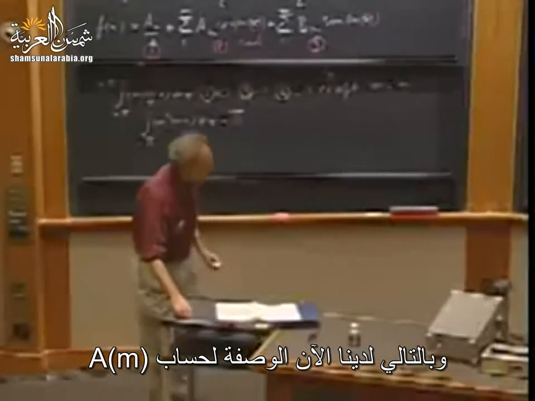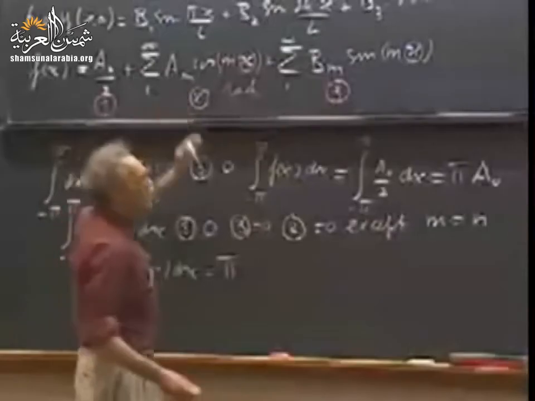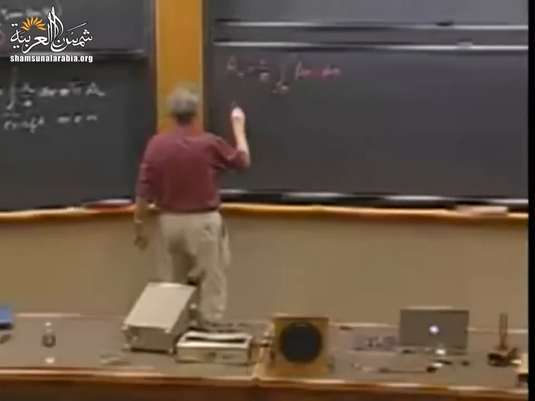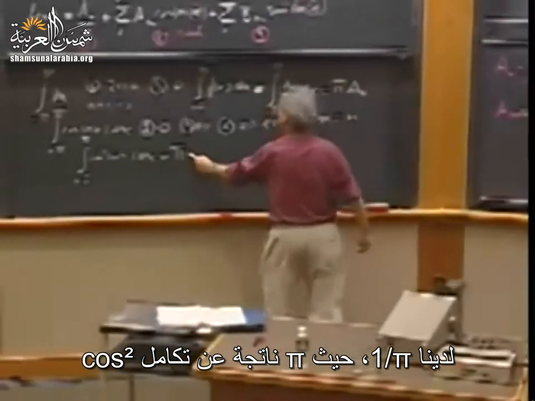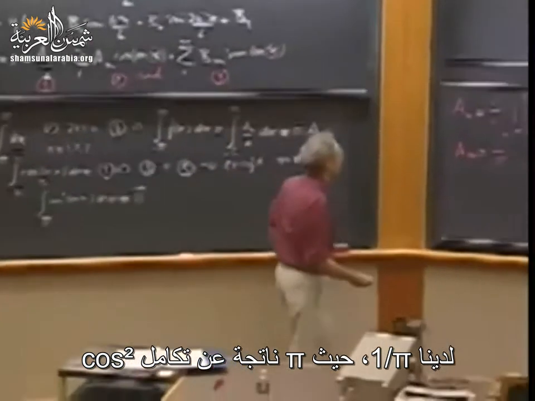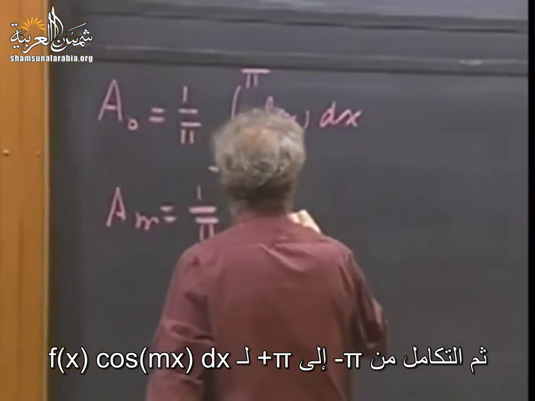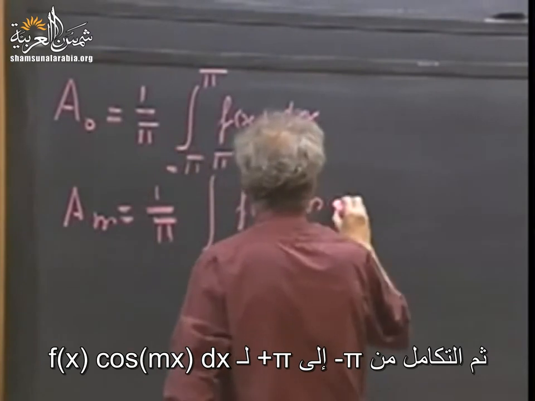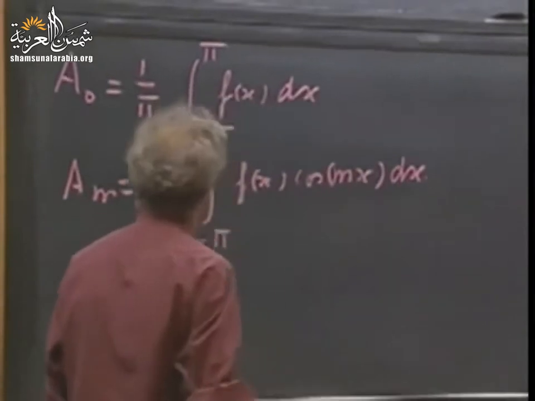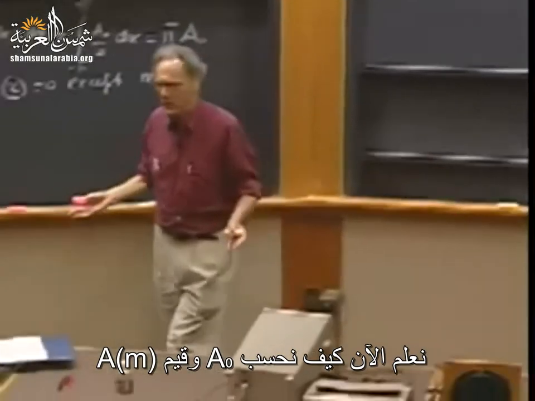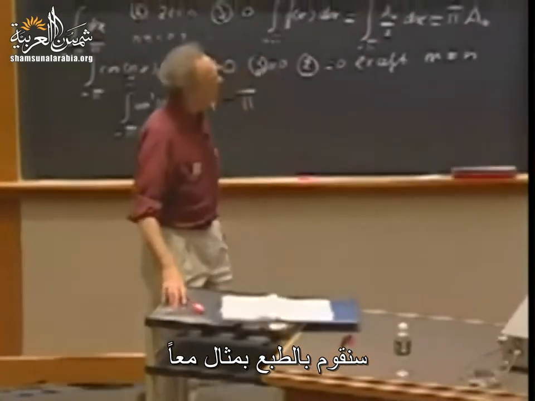So now we have a recipe for a of m. Because a of m now is 1 divided by pi, that is this pi, that comes from the integral of the cosine squared, times the integral between minus pi and plus pi of function f(x) times the cosine of m x dx. So we know now how to calculate a0, and we know how to calculate the values for a of m, and we will of course do an example together.